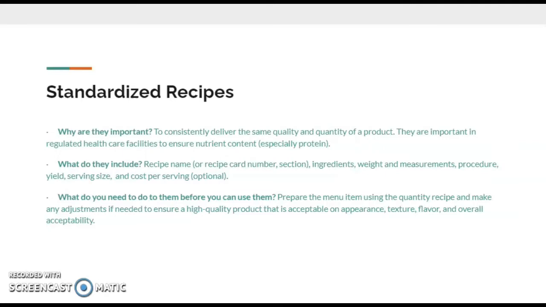So what do you need to do before you can use them? You need to prepare the menu item using the quantity recipe and make any adjustments if needed to ensure a high quality product is being produced. And you want to be looking for appearance, texture, flavor, and overall acceptability just to make sure that this product is acceptable to serve to whoever you're serving.